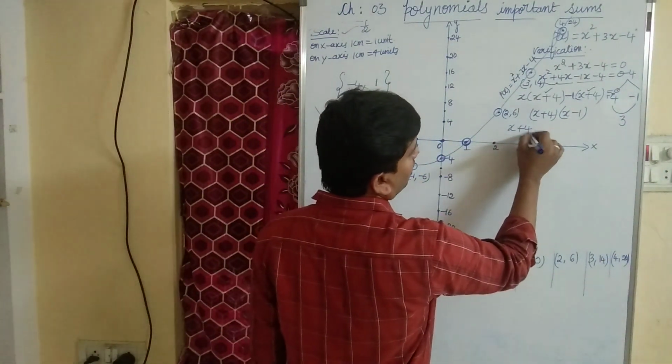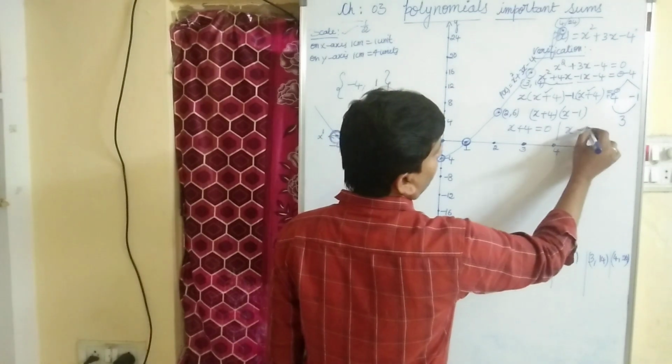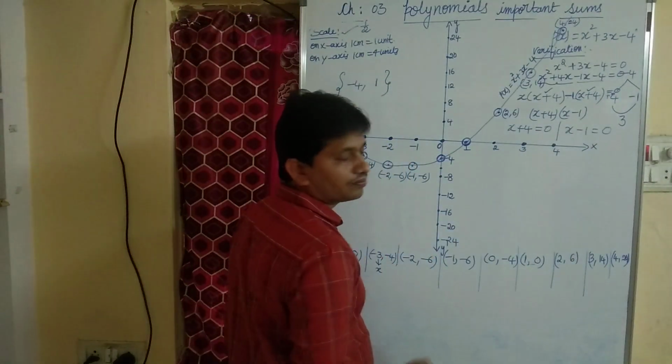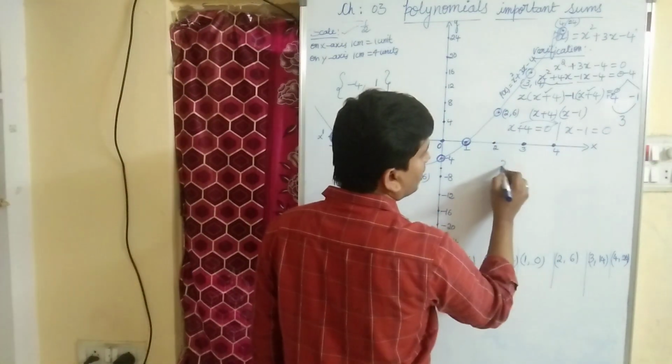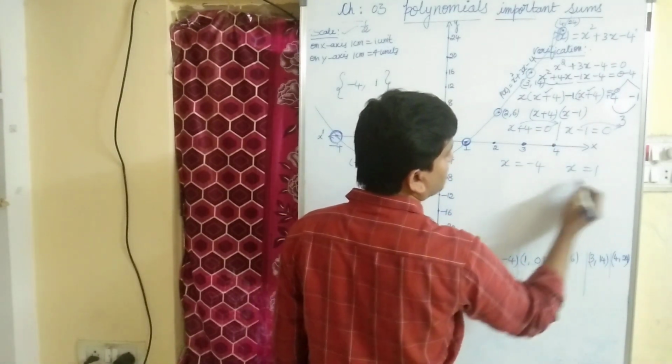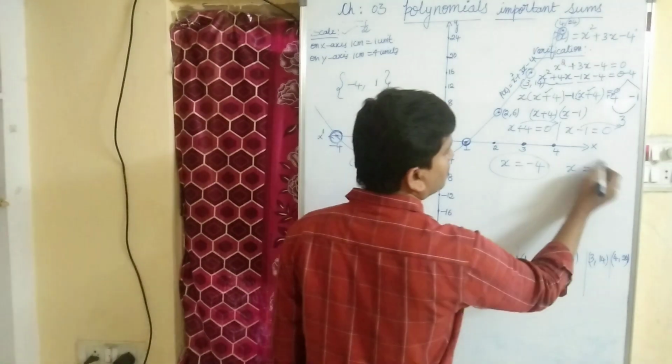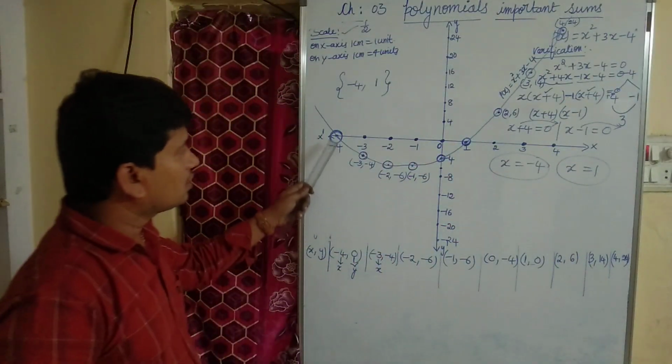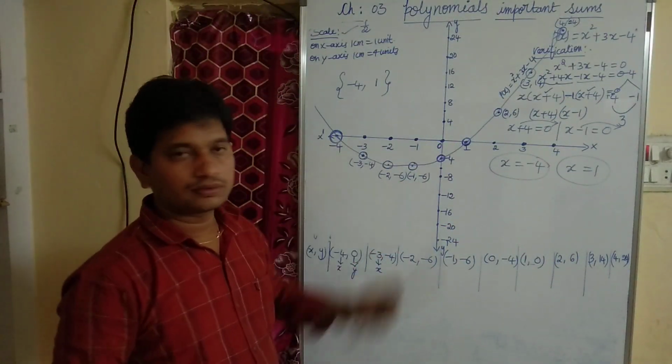So x plus 4 equal to 0. Second one, x minus 1 equal to 0. So plus 4, if you transpose, you will get minus 4. Minus 1, if you transpose, plus 1. See, what we got? We got the zeros, minus 4 and 1.